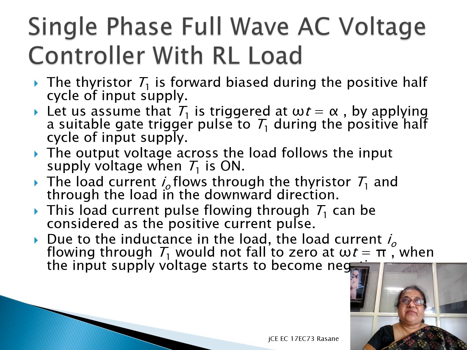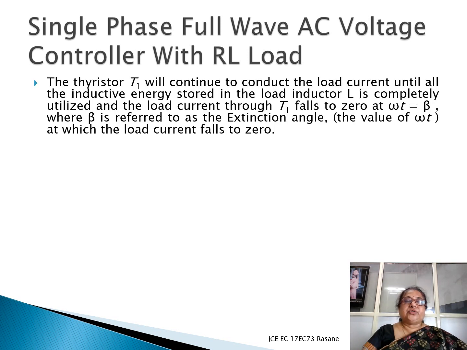The inductive load will have certain energy stored in it, which in fact will keep T1 continuing to conduct for some more period even after it is reverse biased in the negative cycle. So the thyristor T1 will continue to conduct the load current until all the inductive energy stored in the load inductor L is completely utilized, or discharged, we can say. And the load current through T1 falls to 0 at an angle omega t equal to beta.